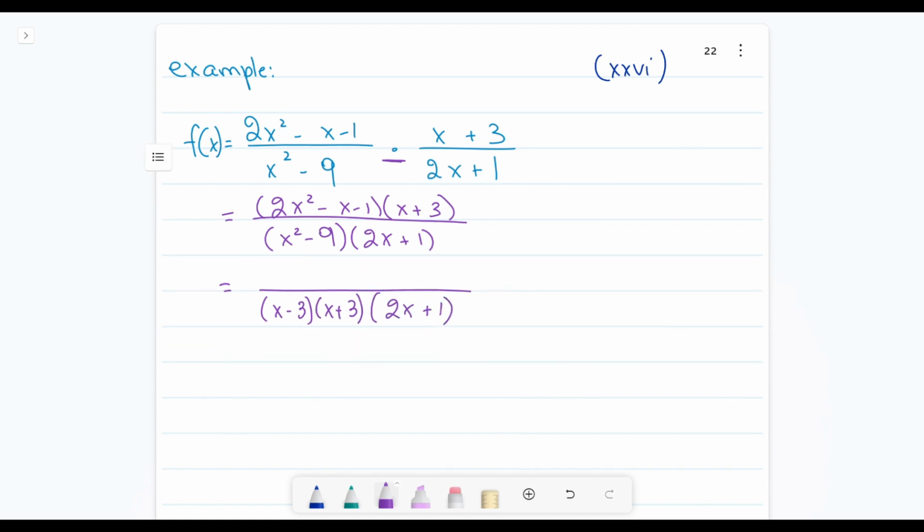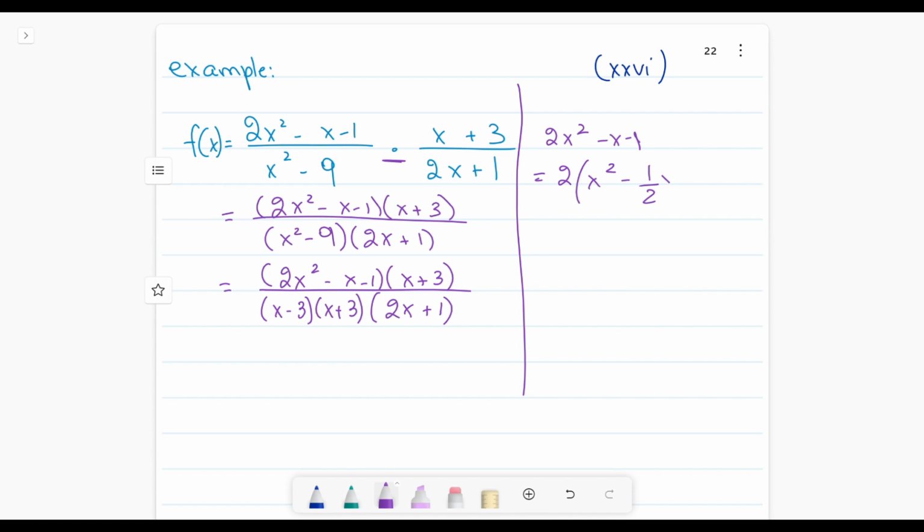And I multiply this by 2x plus 1, and I will keep the numerator the same for now. Now the numerator, I will start by factoring this quadratic that we have. So I will start by factoring out the 2. I get x squared minus half x minus half. As you can see, a is equal to 1, b is negative half, c is also negative half.